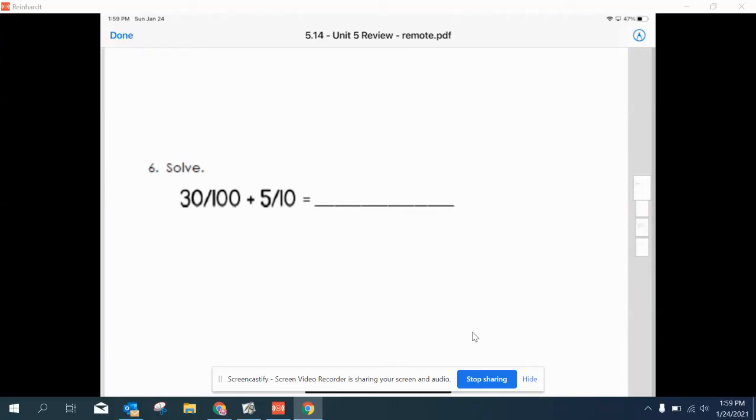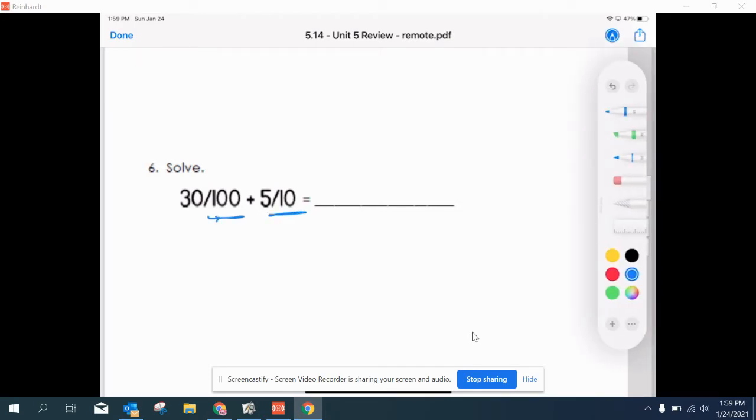Hi, fourth grade. Today we're going to continue reviewing for our math test on Tuesday. I'm going to go over question 6 first. You notice this question is adding fractions, but something special about the fractions is that the denominators are not the same. That means we need to change our denominators.